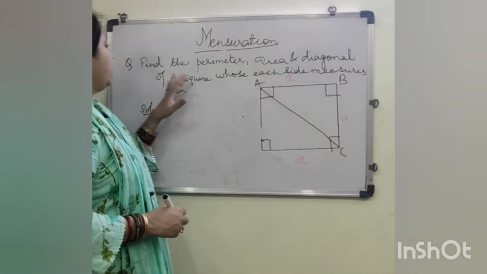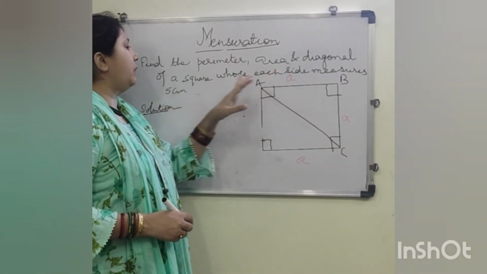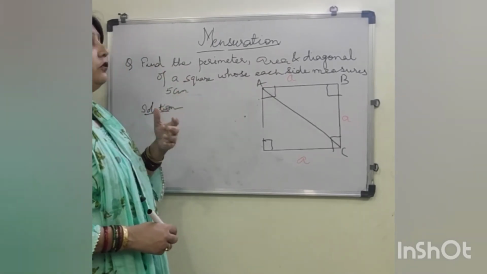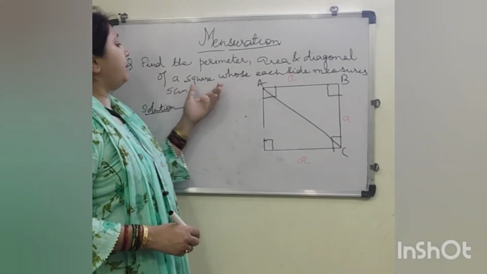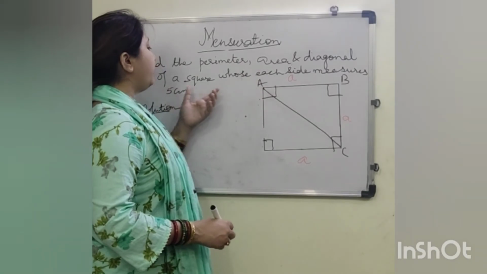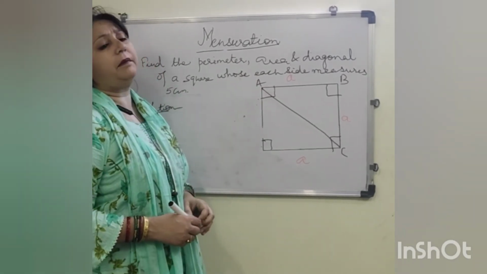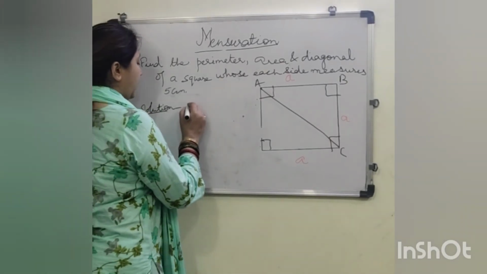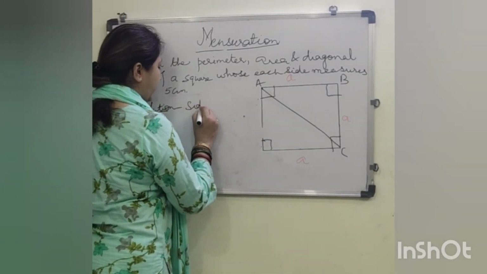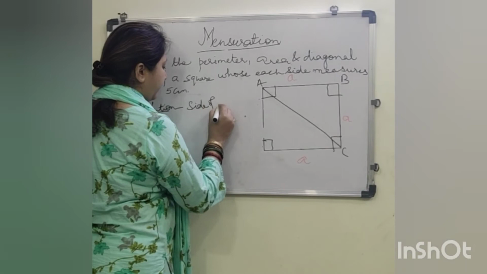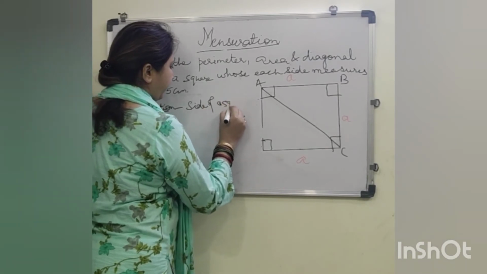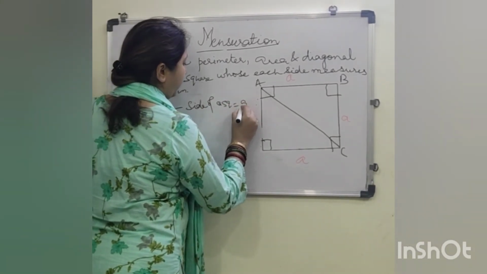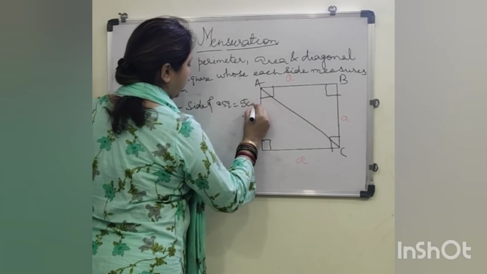Now I have taken up a question where you can calculate most of the things, not all the things. Find the perimeter, area and diagonal of a square whose each side measures 5 centimeter. First of all, in solution we will write side of a square. It is 5 unit, 5 centimeter.